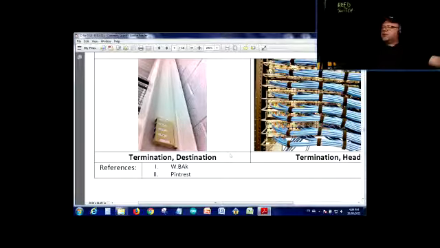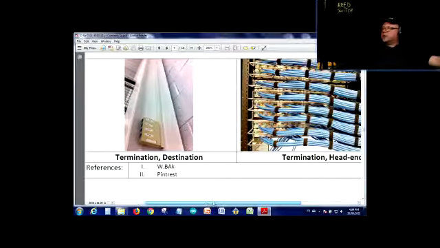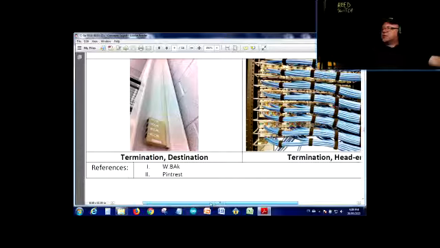And those are some examples of the final termination. All right, so termination. Sometimes you can do the termination right away, or sometimes you have to wait for the other crews, the other construction trades, to finish their job first before you can do the final termination.